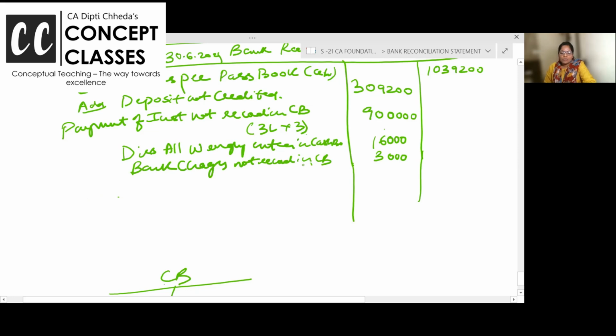On 20th of June, a customer of the company directly deposited the amount in the bank, 4 lakh, but no entry was made in the cash book. So when customer deposited, it was credit. Now it is debit, less. Direct deposit by customer. बैंक में क्या हुआ होगा, क्रेडिट हो गया, but we didn't debit cash to customer, we didn't pass any entry, so bank will debit and this is credit, so debit is less.